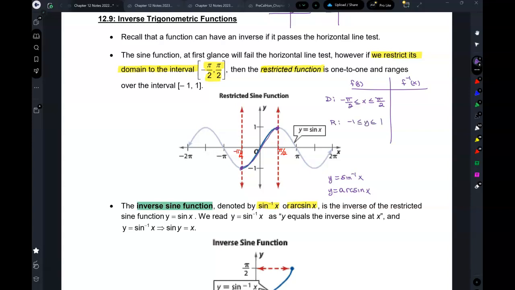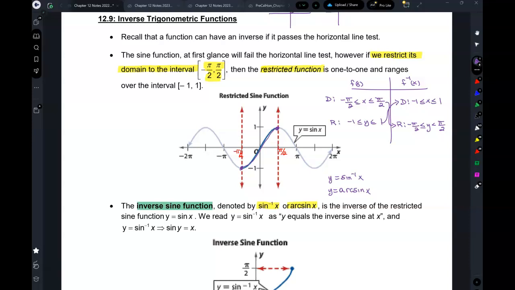Now, for f inverse, for inverse sine of x, this is going to switch. So the domain will become the range, negative pi over 2 to pi over 2. And the range will become the domain, negative 1 to 1.